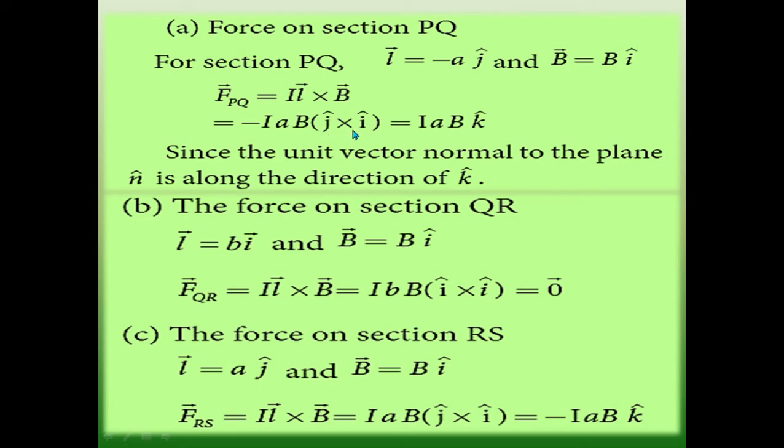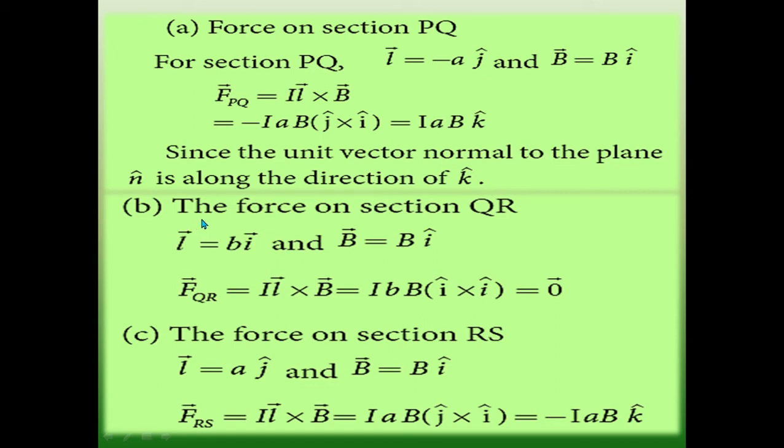J cap cross I cap, from the vector formula, is nothing but minus K cap. Already there is a minus sign here, so minus into minus gives plus. The equation can be written as plus I a B K cap, since J cap cross I cap is minus K cap. The unit vector normal to the plane, n cap, is along the direction of K cap.